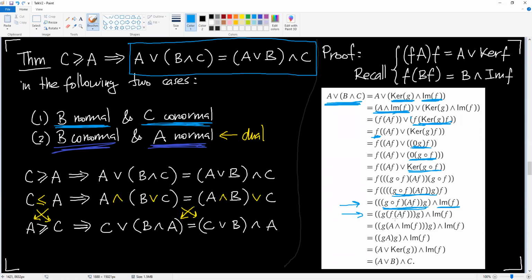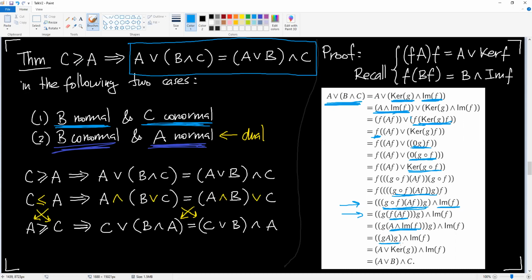And then again, we have A, whose inverse image is taken and then direct image is taken. And by the meet formula, this is the same as A meet image F. And then we have A meet image of F is the same as A, because remember, image of F is C and A is less than C. So we can just replace that with A.